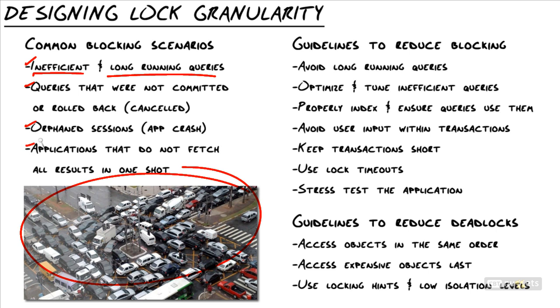And applications that do not fetch all results in one shot. They like to walk through the data on your server. Those are ones we absolutely want to avoid. So, some guidelines to reduce blocking. Avoid long-running queries, yeah, obviously, right? Optimize and tune inefficient queries. It's all about indexing. Properly index and make sure that your queries are using those indexes, and you'll reduce the amount of time that things are hitting your database, which will overall reduce blocking and performance issues as well as other things. So properly index and ensure queries use them is a big one, in my opinion.